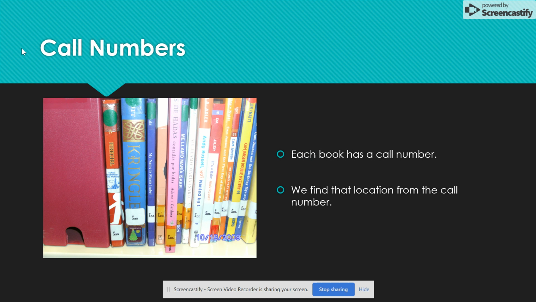Now, all of our books in our library have what's called a call number. Each call number helps us find the location of that book. If you look at the picture, you're going to notice a small sticker on the spine of each book. That sticker tells us the call number.